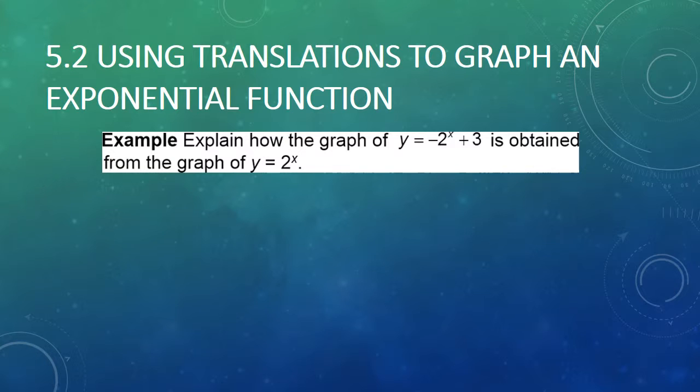Now we're going to think back to our experience with translations back at the beginning of the semester. Explain how the graph of y equals -2^x + 3 is obtained from the graph of y equals 2^x. Remember what the negative sign does and what the plus 3 is going to do. Pause the recording, give it a try, and resume to check your answer.